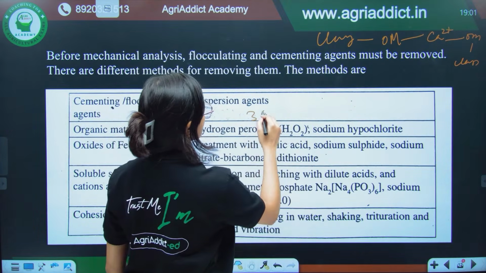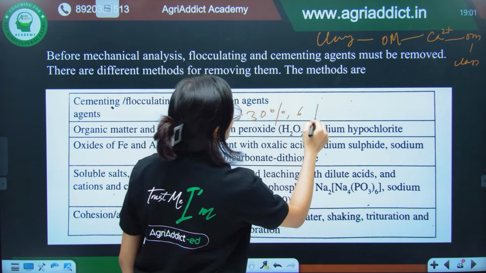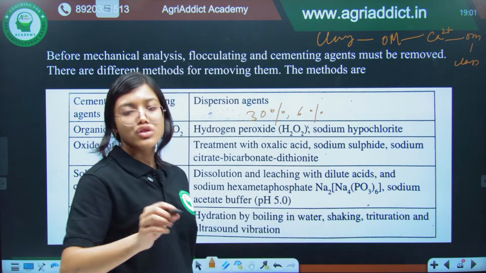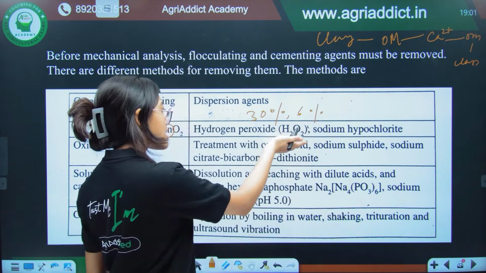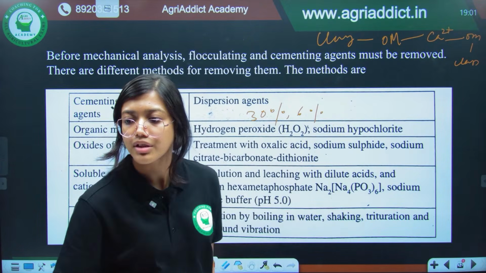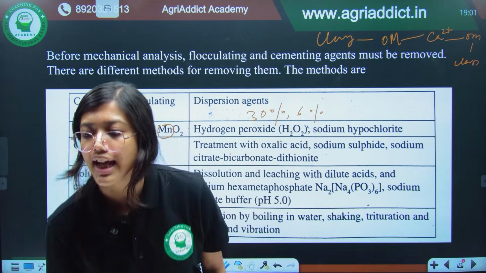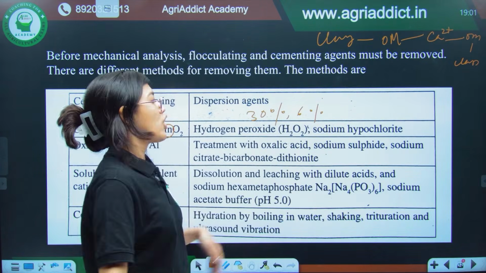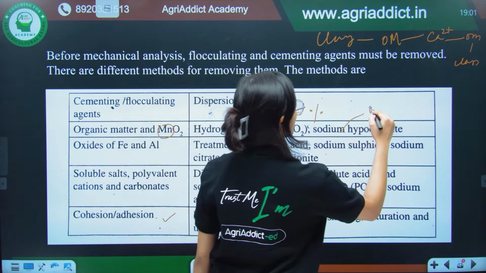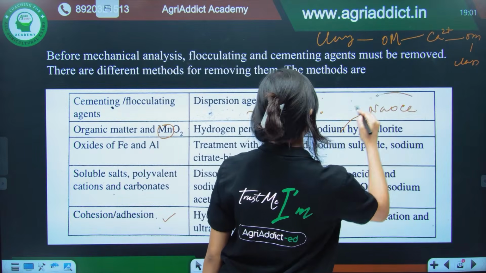So we can either use a 30% concentration or a 6% concentration. If you have long enough time, then you can use 6%. If you have a shorter time, then you can use 30%. Yes, it is just like colloids. Now also you have sodium hypochlorite solution, NaOCl.